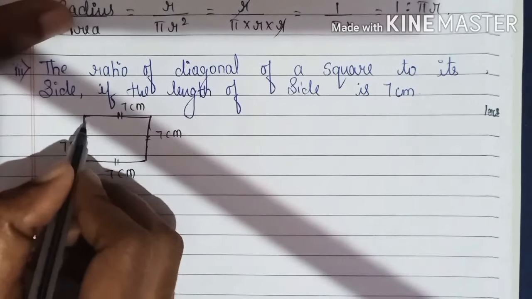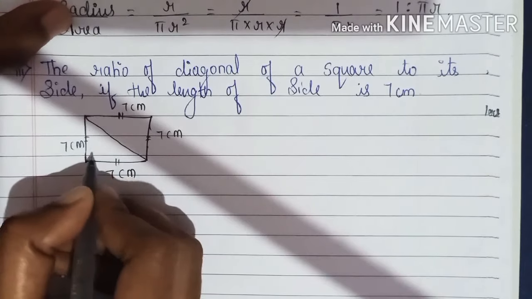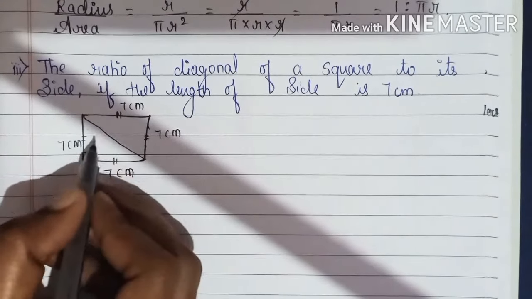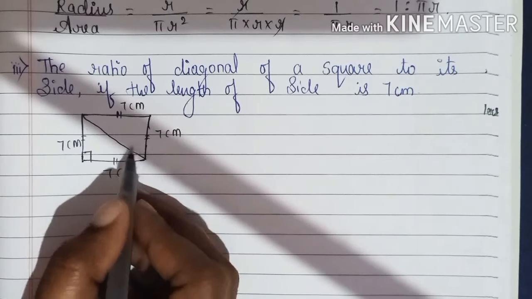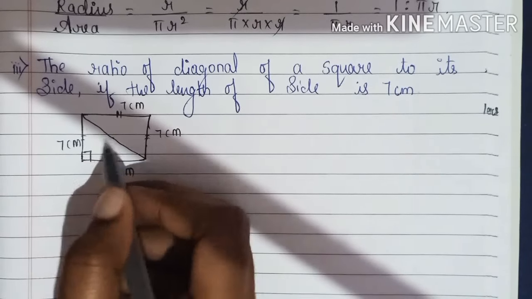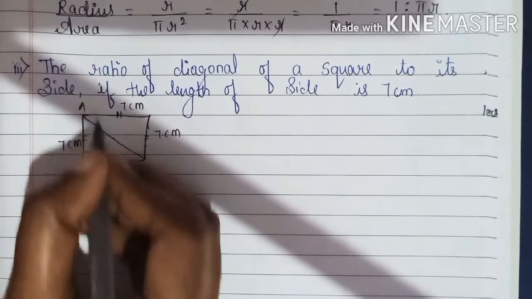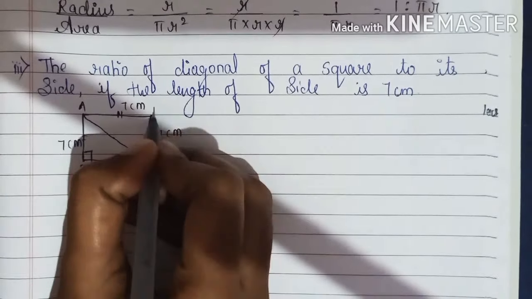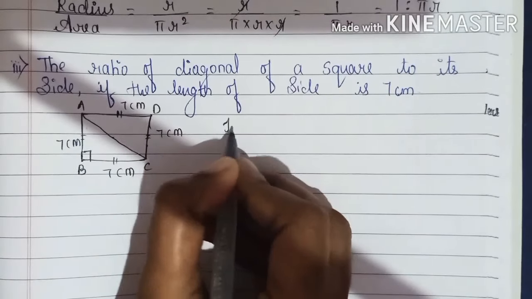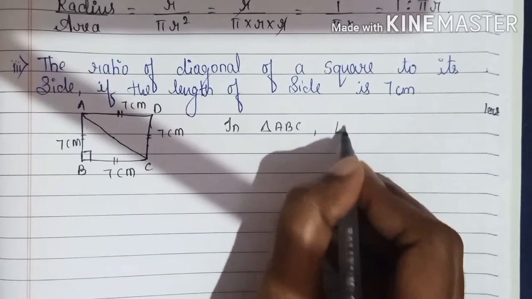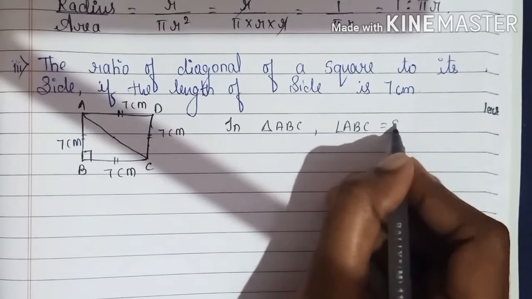We have to find out the ratio of diagonal of a square to its side. So let us draw a diagonal. We know that it is a right angle, so we will consider this triangle and find out the length of this diagonal. First we will find out the length of this diagonal. After that we will find the ratio. So let us name it as A, B, C, D. Okay, so in triangle ABC, angle ABC is 90 degree.